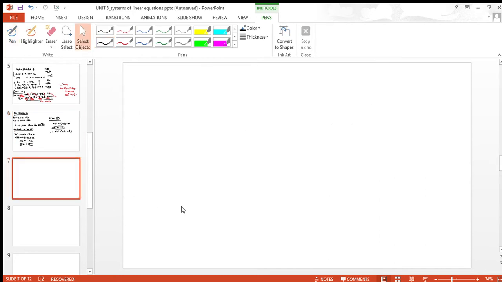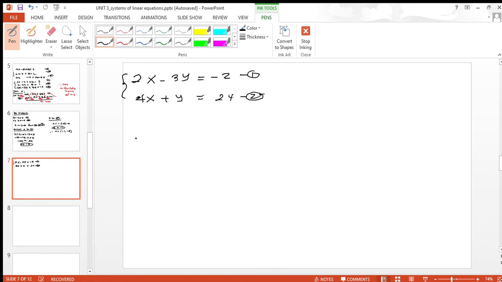Let's also solve the second example that we had earlier using substitution. We have 2x minus 3y equals minus 2, equation 1. And equation 2 is 4x plus y equals 24. So, when you are using solution by substitution, try to find a variable that has a coefficient equal to 1. In this case, we have y in the second equation. Why do we look for that? Because it will be easier to isolate that.